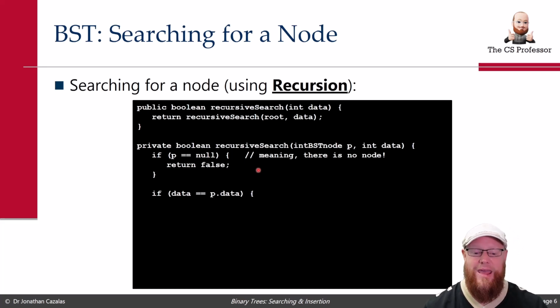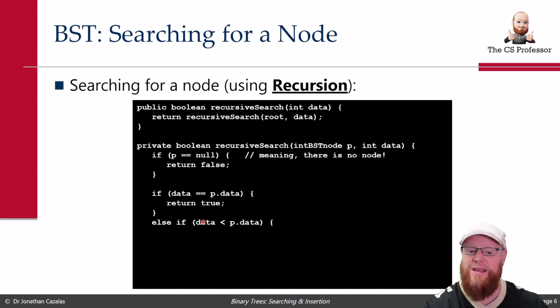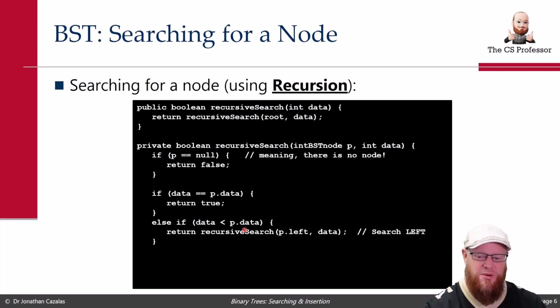But now, if the data we're looking for is equal to P data, return true. Else, if the data value that we're looking for is less than P data, here's what we do. We're going to look to the left recursively. So we're going to return a true or false because it's a Boolean method, right? The contract of the method header says you must return true or false. So we're going to return, but what are we going to return here? We're going to return the recursive call to the left.